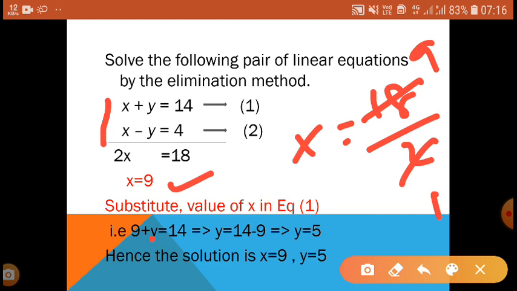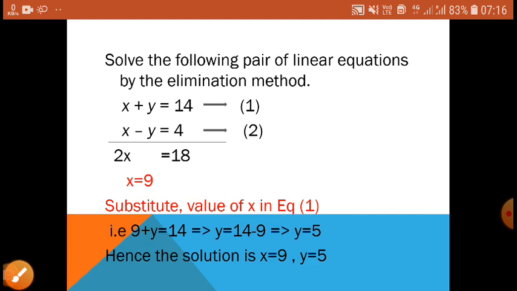That implies y equal to 14 minus 9. How does it come? Because when plus 9 goes to the other side of the equal sign, when we transpose it, it becomes 14 minus 9. Now 14 minus 9, how much is it? That is y equal to 5. So the solution for this pair of linear equations by the elimination method is x equal to 9 and y equal to 5.